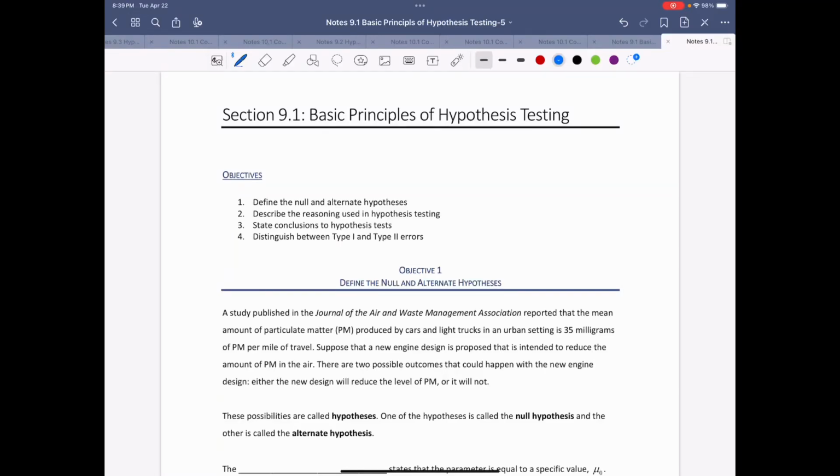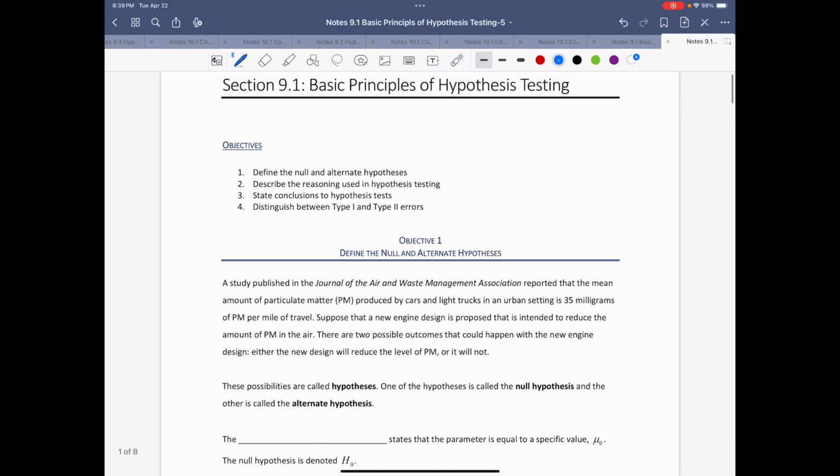What we're going to talk about today is another method of inference in statistics, and it's called hypothesis testing. This, combined with confidence intervals, are really the two big things. And I want you to look at this first problem.